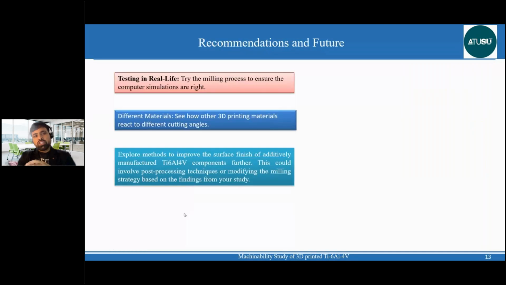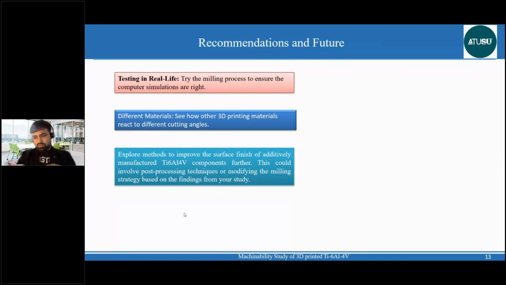So a recommendation for future testing is that we can do the test in real life, like trial to milling percent, to ensure the computer simulations are right. Because while changing the parameters, we can easily get the result in simulation, but we have to do the real-life testing as well, because it will increase the cost.